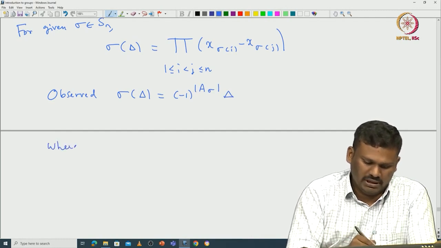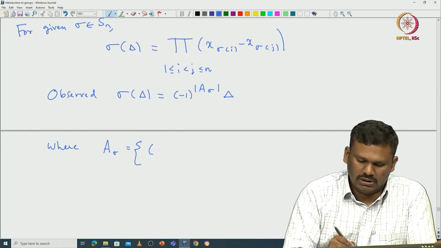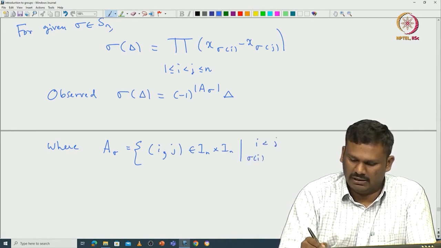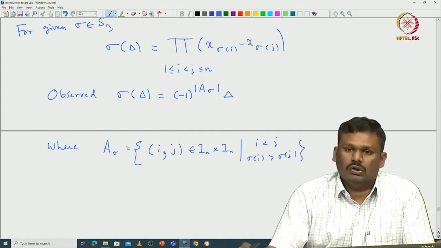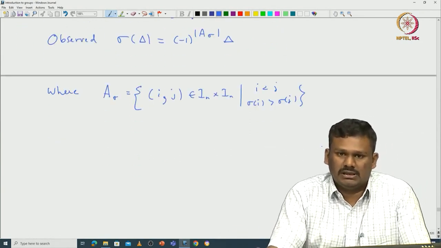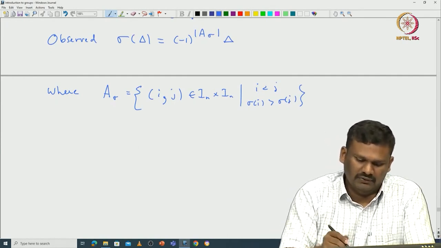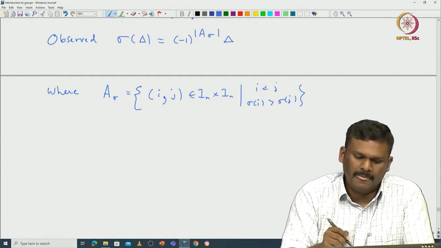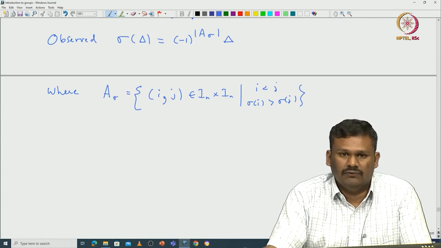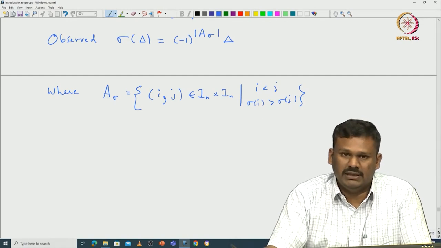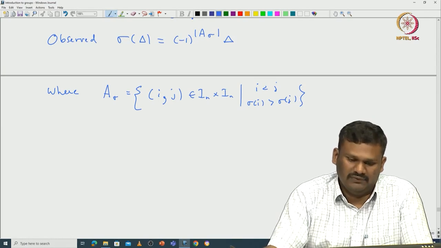So, where this A sigma is given to be those tuples (i, j) coming from In cross In such that i is less than j, but sigma of i is greater than sigma of j. So, you collect those tuples (i, j) such that when you apply sigma, the order is changed. That is called the set of inversions associated with the sigma. Then the cardinality of that A sigma is involved in this sigma of delta. So, it is basically sigma of delta up to a sign is exactly delta. The sign is determined by the parity of the cardinality of A sigma.